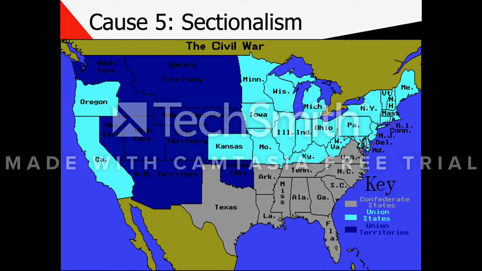So cause 5 was sectionalism. So we look here, it says the Civil War. The gray states were the Confederate states. The Union states were the light blue. And the dark blue is Union territories. So the light blue is everything that the Union controlled. The dark blue basically weren't states yet, they were just territories that the Union had control of. And then the gray, reddish-brownish color was the Confederate States.